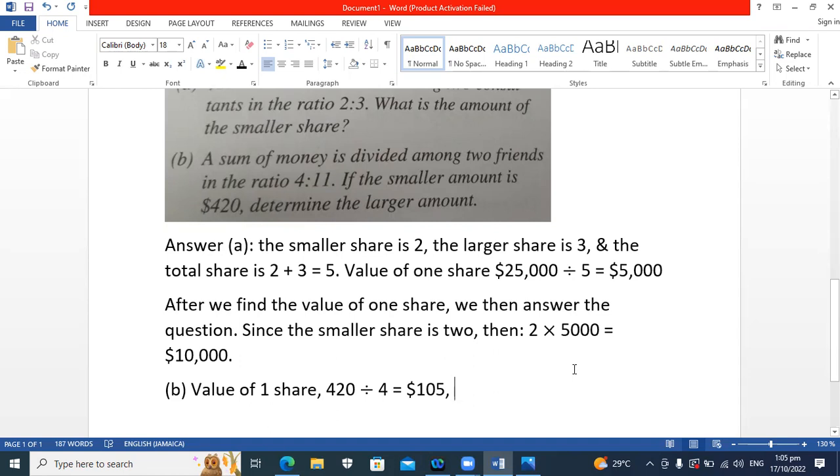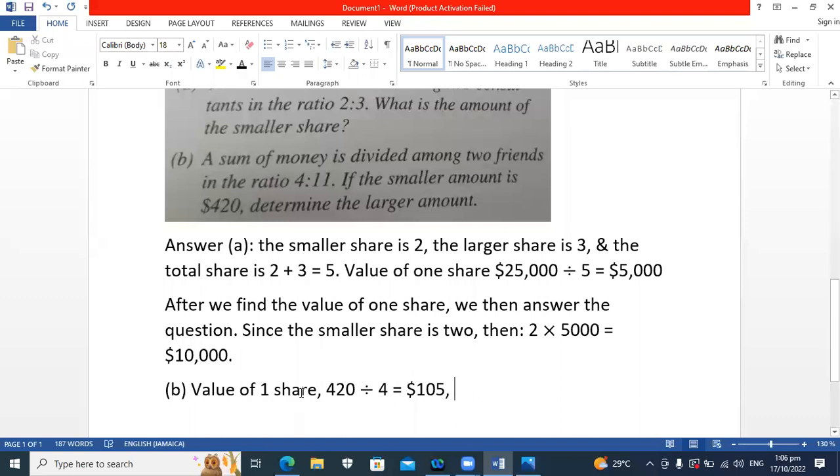Yes, because you have to read the question carefully. Do we know what the sum of money is? No, sir. It says the small amount is 420. So we can't divide 420 by 15. All right. Are we clear on that? Yes, sir. Right.